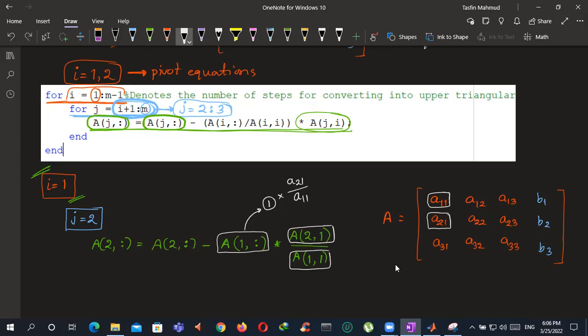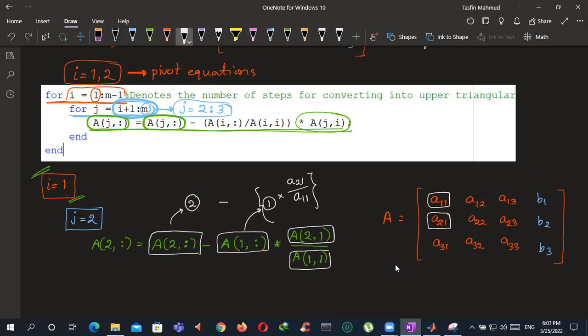And then we are subtracting this whole portion. This whole portion is being subtracted. We have a minus sign here, it is being subtracted from the second row. This thing actually denotes the second row, 2 comma colon, right? So this is the second equation actually.